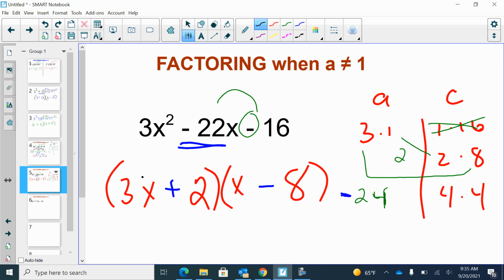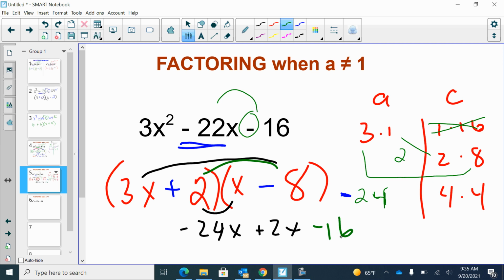We can do a quick check. Negative 24x plus 2x. And then I still end with my negative 16. Okay. Again, write it on the side in the beginning, and then you practice, practice, practice. If you want to be great at this, you got to do like 100 of them.